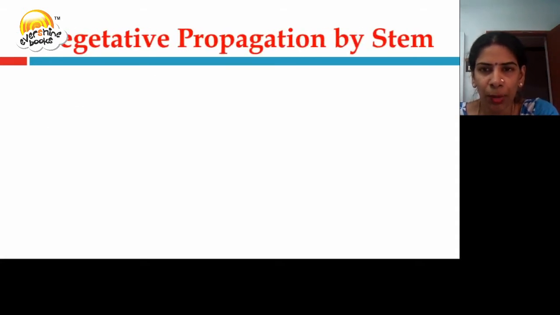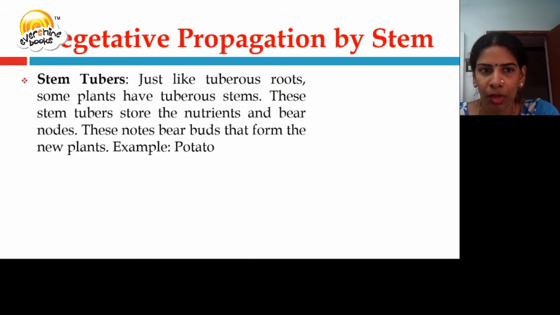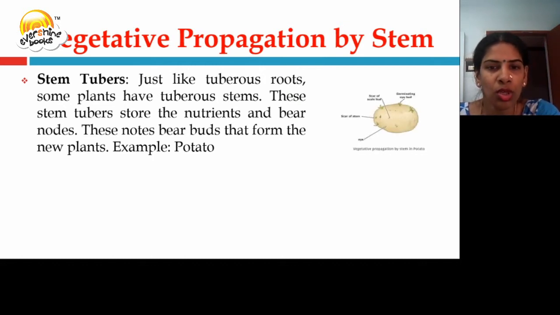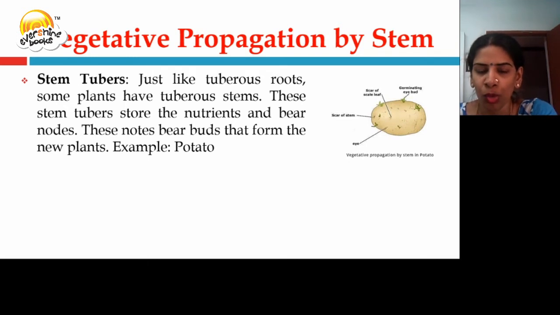Let us see the vegetative propagation by stem. Stem tubers. Just like tuberous roots, some plants have a tuberous stem. These stem tubers store nutrients and bear nodes. These nodes bear buds which form new plants. This is known as potato. Vegetative propagation by stem takes place in potato. You can see the eye of the potato, which is a bud that develops into a new plant.